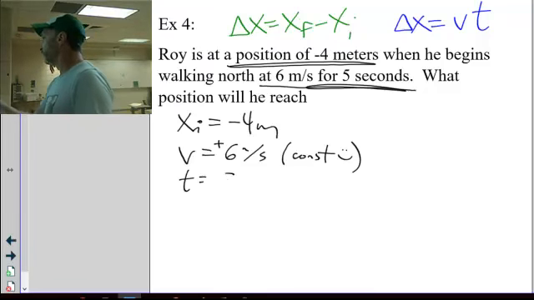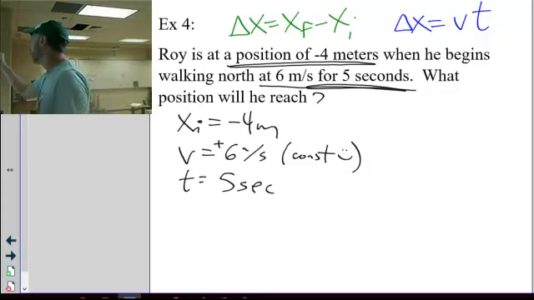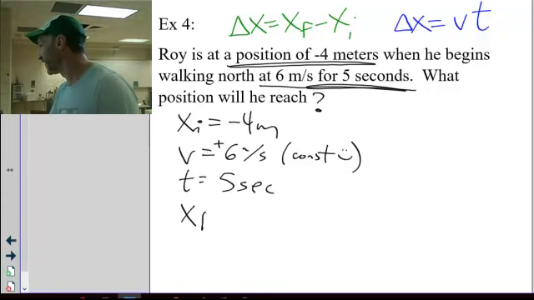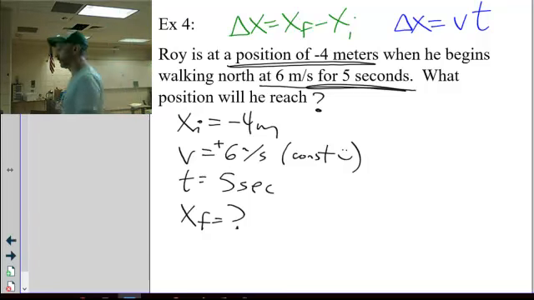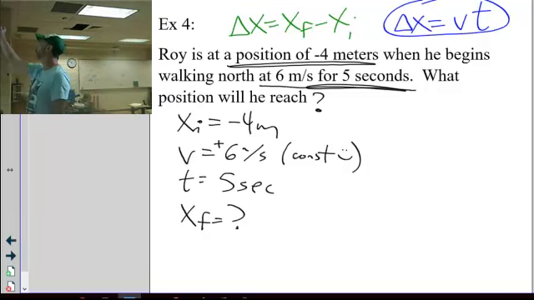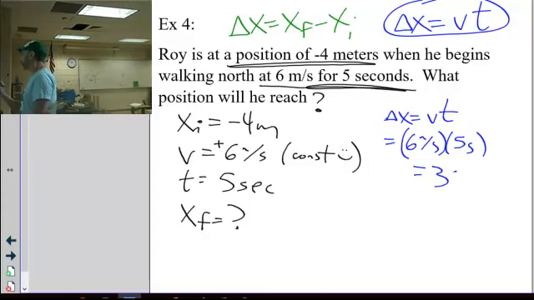And I know my time is 5 seconds. And the question wants to know what position he will reach. So we're looking for a final position. Okay? So a couple of ways of doing this. I'm going to basically break it up into 2 steps. So step 1, let's do this. I know my velocity and my time, so I can find my displacement. Displacement is velocity times time, right? So I'm going at 6 meters a second for 5 seconds. I'm going to go 30 meters, right?